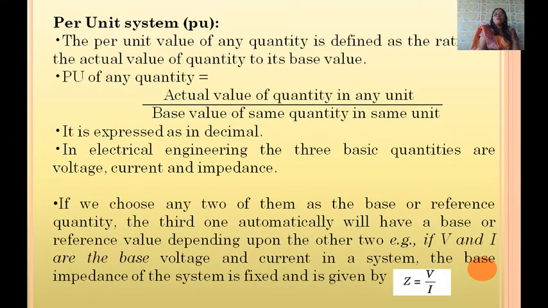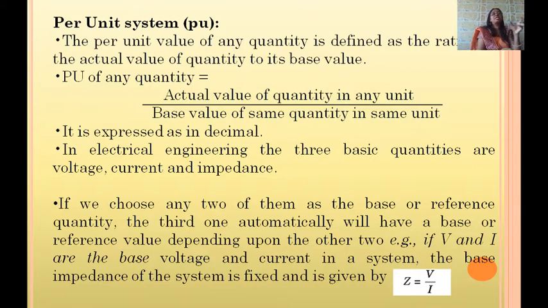Per unit value of any quantity is defined as the ratio of the actual value of the quantity to its base value. What is the formula for the per unit system? Per unit value of any quantity is the actual value of the quantity in any unit divided by the base value of the same quantity in the same unit. If it is voltage, then the base value will be voltage. If it is current, the base value will be current. If it is impedance, the base value will be impedance.